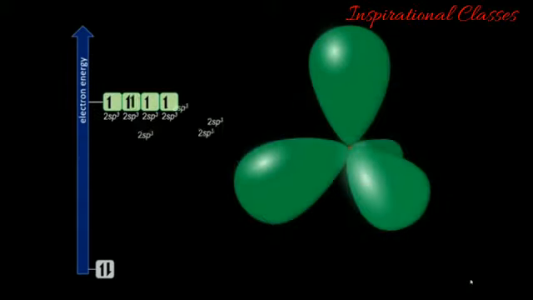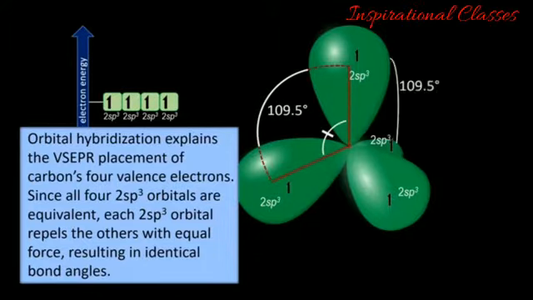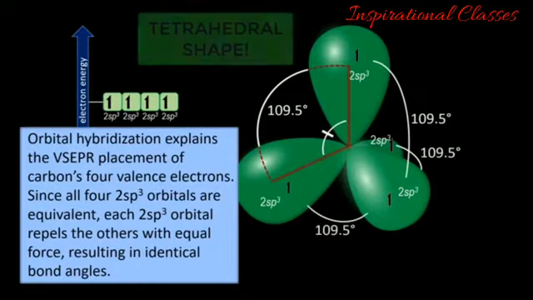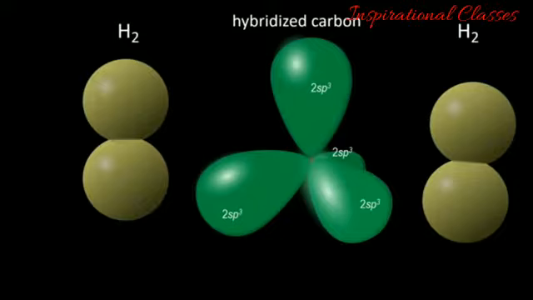shape. We can see that orbital hybridization explains the VSEPR placement of carbon's 4 valence electrons. Since all 4 2sp3 orbitals are equivalent, each 2sp3 orbital repels the others with equal force, resulting in identical bond angles. The carbon atom only hybridizes when it is in a bonding situation.